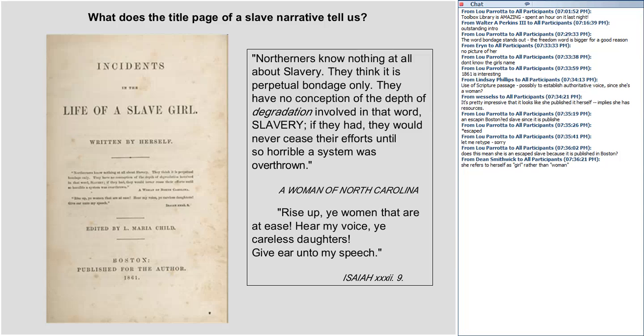She certainly didn't want to publish her story and didn't do it until many years after she had escaped to the North. The circumstances were such that she decided not only not to put her name on the cover of the book, but also to write under a pseudonym. So in Incidents in the Life of a Slave Girl, she identifies herself as Linda Brent, not Harriet Jacobs.